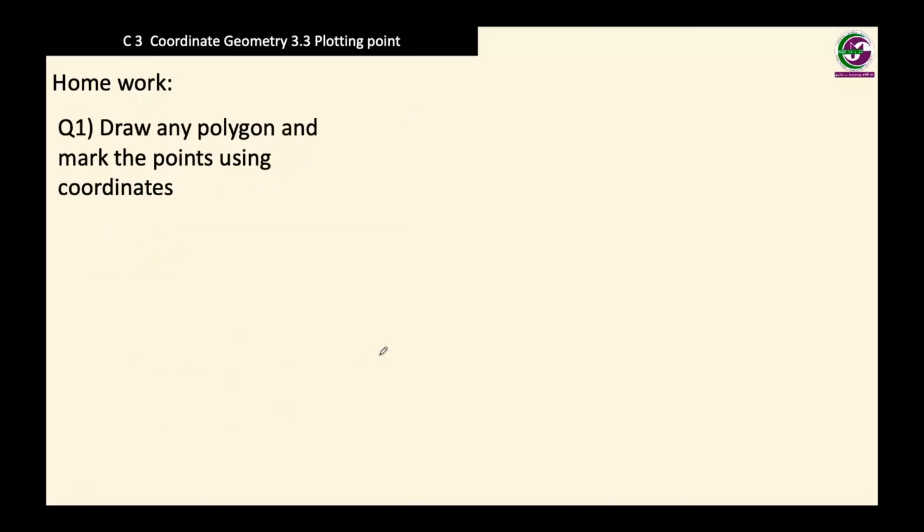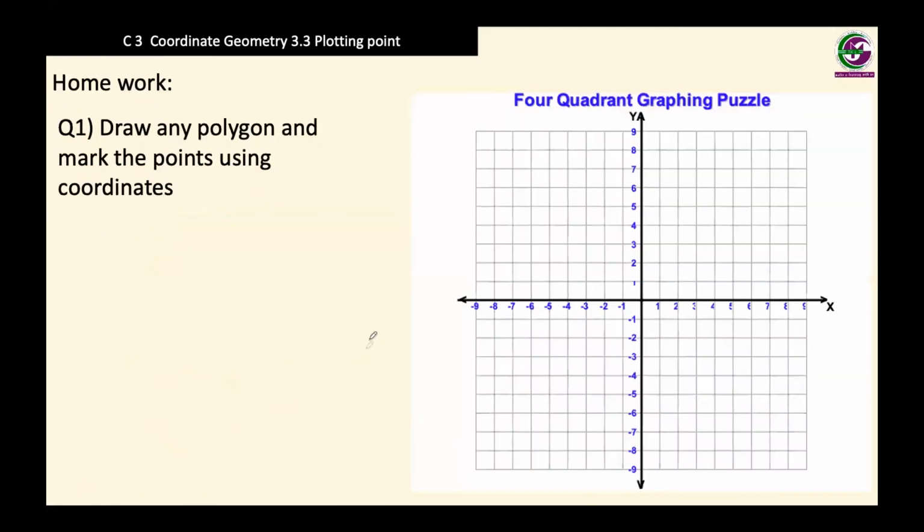Now, draw any polygon and mark the points using coordinates. You can draw any quadrilateral or pentagon or hexagon, anything. If it is a hexagon, you will get 6 points. So you can write it A, B, C, D, E, F for 6 points, and then write them. For example, if you want to draw it like that.